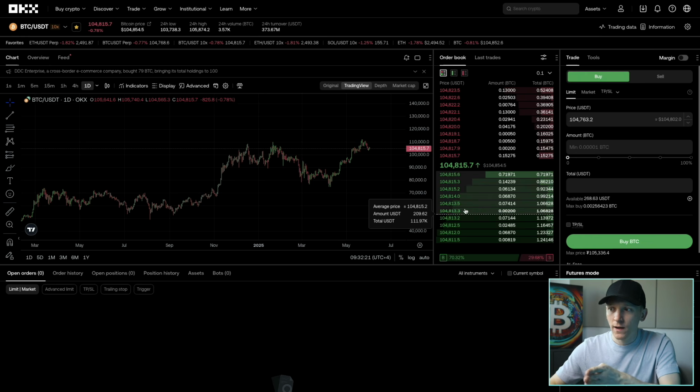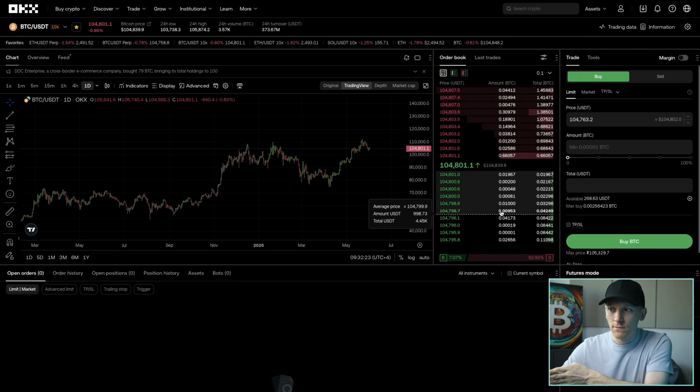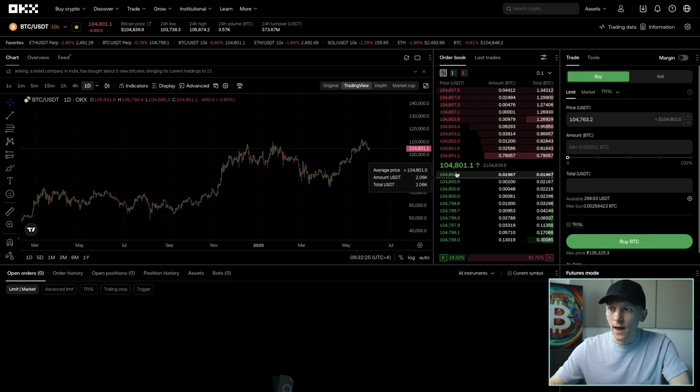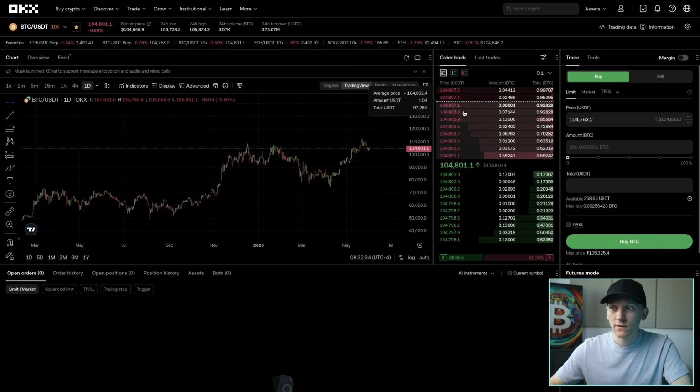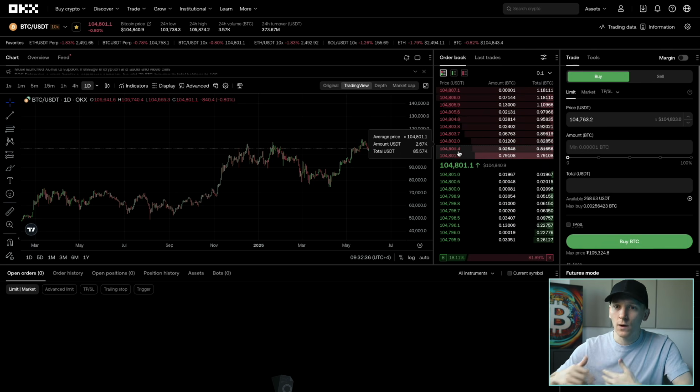So this is the price. This is how much Bitcoin they're willing to buy at that price. Price goes up, and eventually you reach the highest bid, which is the highest bid that you can actually get before actually just buying this guy's Bitcoin. So these are sellers here. They've got Bitcoin and they're willing to sell.